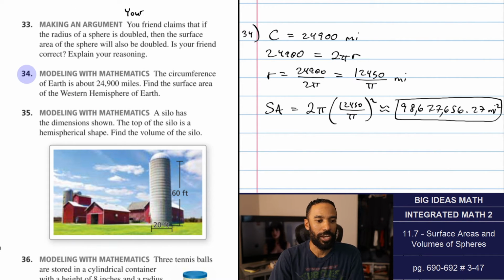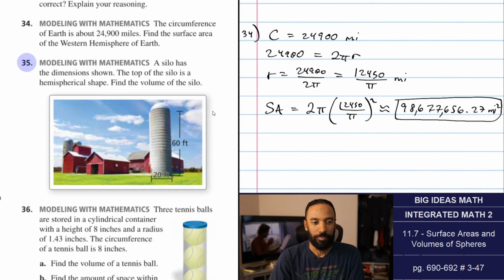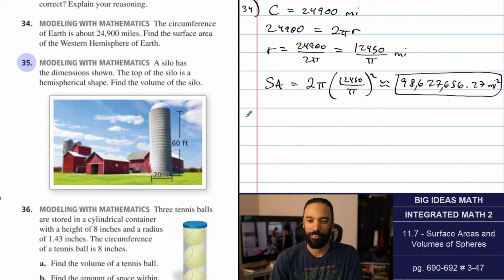Okay, let's go to number 35, modeling with mathematics. A silo has the dimensions shown. I thought it was the Leaning Tower of Pisa for a second. The top of the silo is a hemispherical shape. Find the volume of the silo. How much stuff can you fit inside of it, basically?